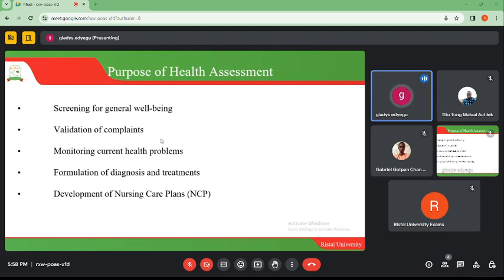Then validation of the complaints. As they give you their complaints, you have to validate to see whether the complaint that the patient is giving you is of good evidence, or you can use that information to guide you in the management of this patient. Because when they present you with their complaints, not every complaint a patient gives you can be of value. So you have to validate and see how important the complaint of the patient can be in the management of these patients. And monitoring current health problems of the patient is very important.